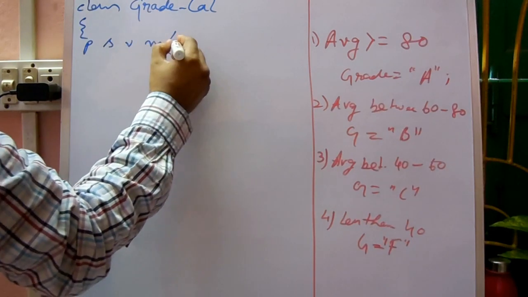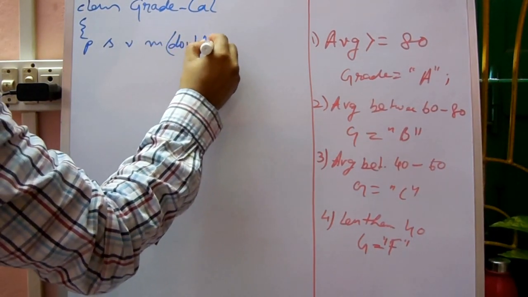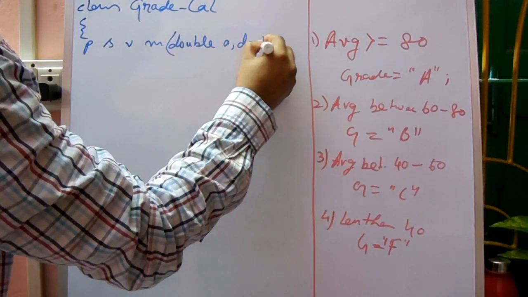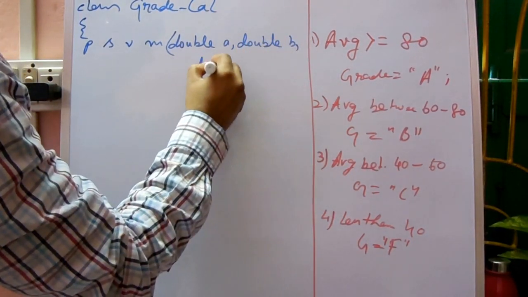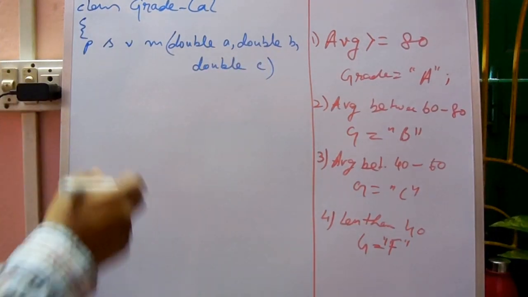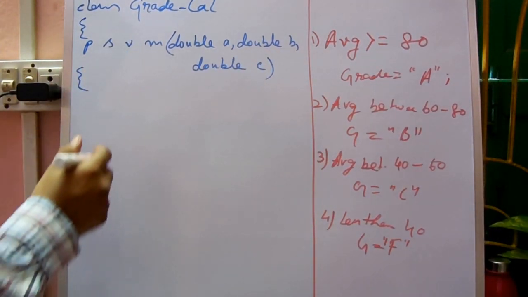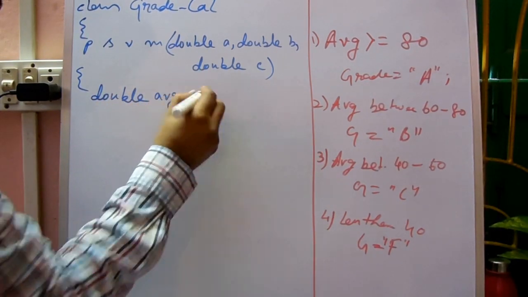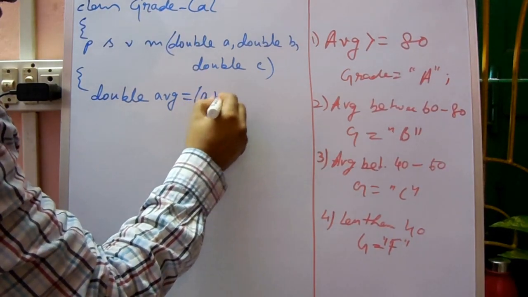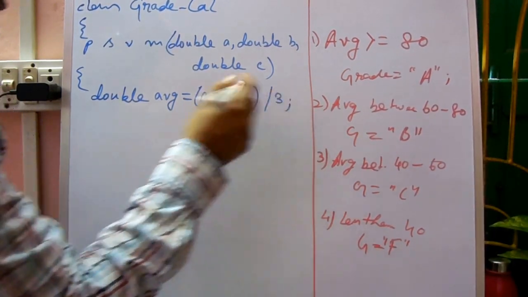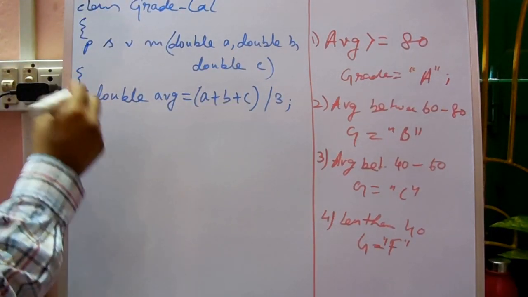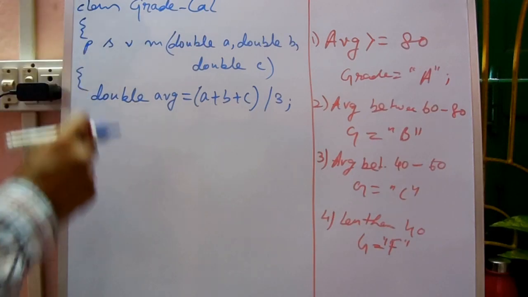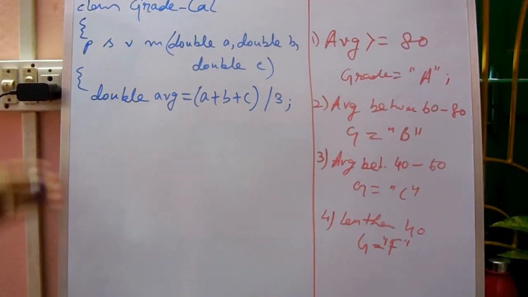So here we will take double a, double b and double c. After that we will calculate the average: double avg is equal to (a plus b plus c) by 3. Average calculation you also know how to do. And one more variable we will use here, or we can print directly without taking any variable. So till this much you have understood.